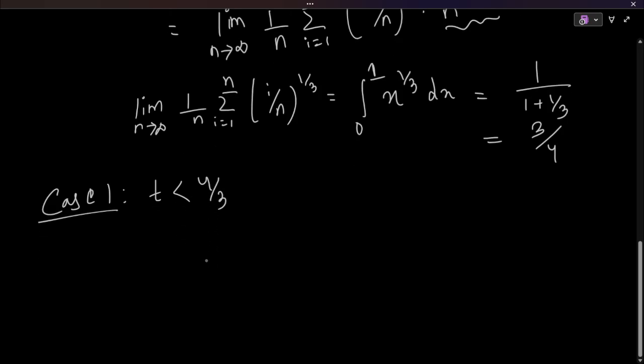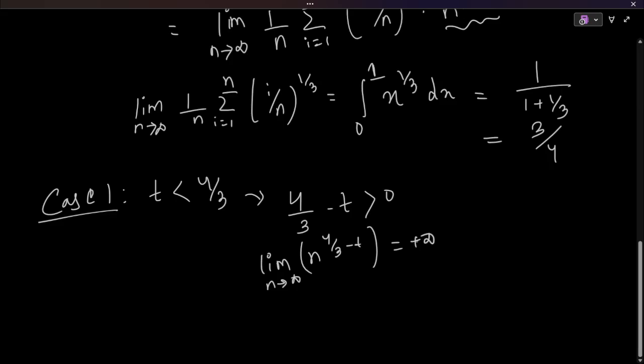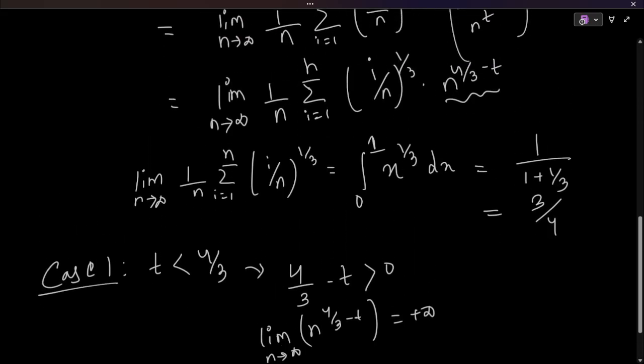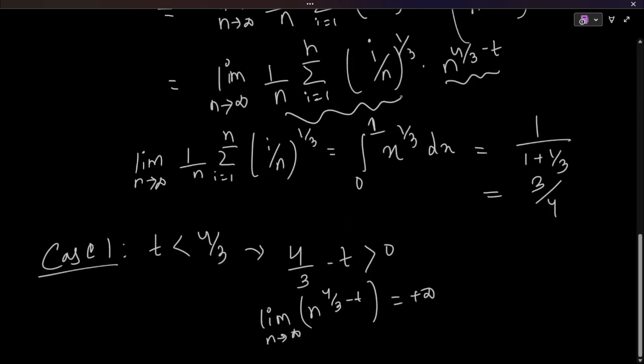When this happens, if t is less than 4 by 3, then you can see that 4 by 3 minus t is greater than 0. That means n to the power 4 by 3 minus t, this term, basically has a positive power of n, and if you take the limit of this term, it only ever grows. It never decreases, right? And we do know that the limit of the other part is a finite number, that is 3 by 4, right?